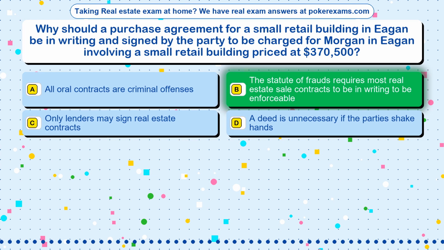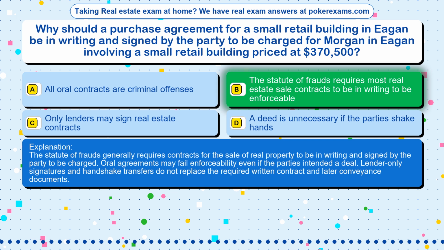The correct answer is option B. The statute of frauds requires most real estate sale contracts to be in writing to be enforceable. The statute of frauds generally requires contracts for the sale of real property to be in writing and signed by the party to be charged. Oral agreements may fail enforceability even if the parties intended a deal. Lender-only signatures and handshake transfers do not replace the required written contract and later conveyance documents.